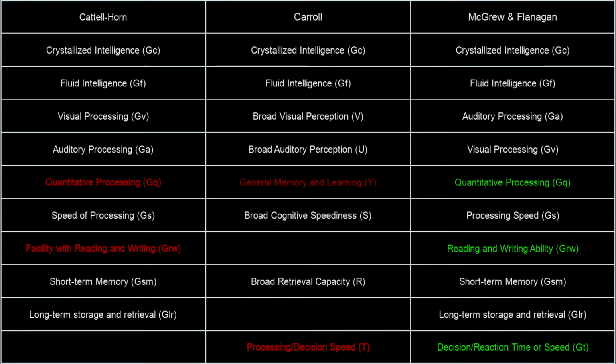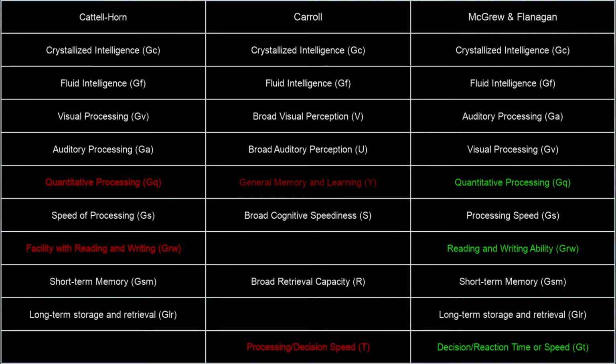So in this case, we have the three stratum, and makikita nyo dito sa table, may mga red and green, no? So yung red, yung dalawang red, those are the differences between the two. Mapapansin nyo, may pinagkaiba sila sa terms and sa shortcuts, like broad visual perception is V, while for Cattell-Horn, they're using visual processing, but they mean the same things. So, yung red din yung pinagkaiba nila, that's where they deviated from one another.